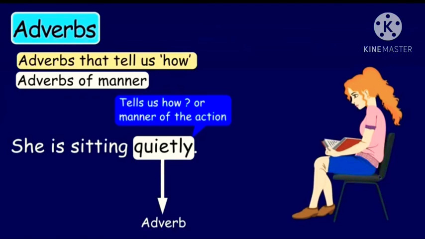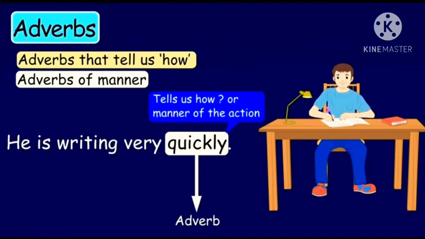He is writing very quickly. Quickly is showing the manner of his writing. So it is telling us how he is writing. Hence, it is also an adverb of manner.